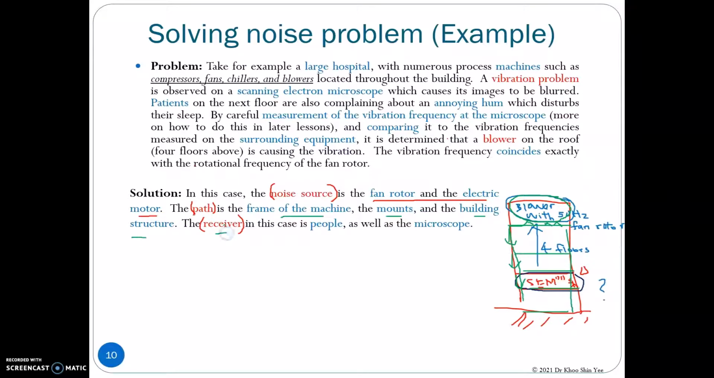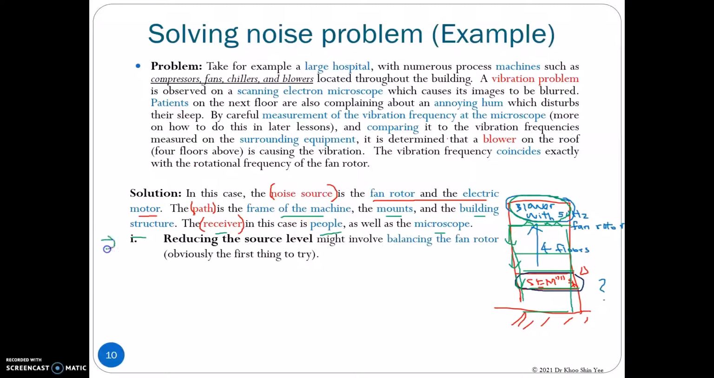The noise receiver in this case is not only the people, which is the patient that is complaining about the humming sound. In this case, the SEM microscope is also considered as the receiver because the image of the microscope is affected due to this problem.